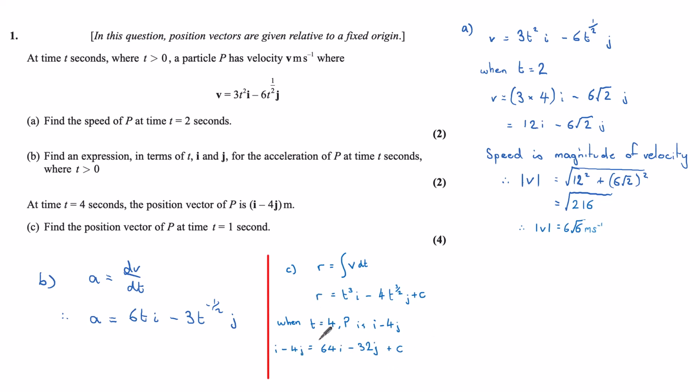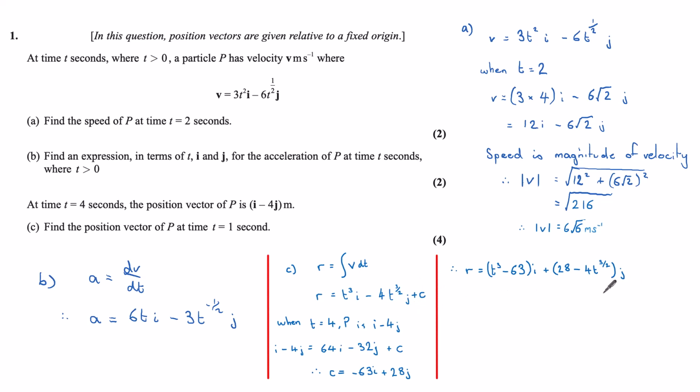Our displacement vector r is i − 4j when t is 4. So substituting t = 4 and our position vector of i − 4j, we can rearrange this to find our constant. Now that we have our constant, we have our more generalized form of our position vector. This is taking our integrated vector and now putting in our constant.